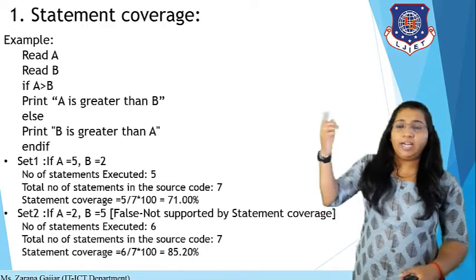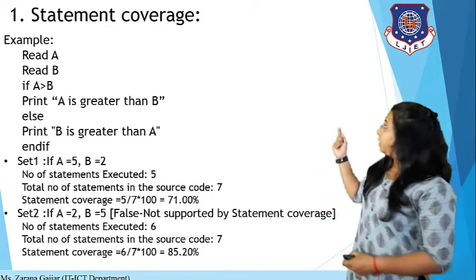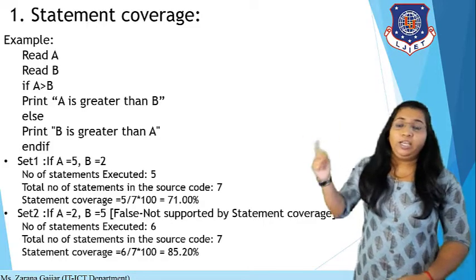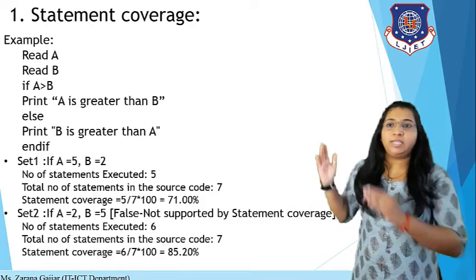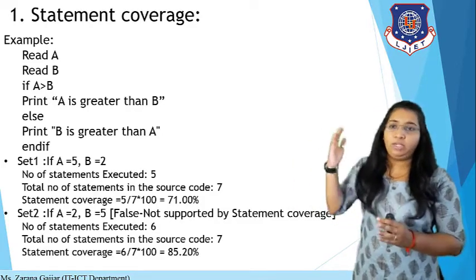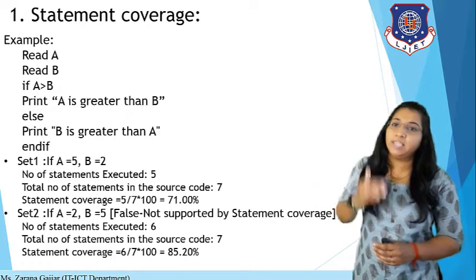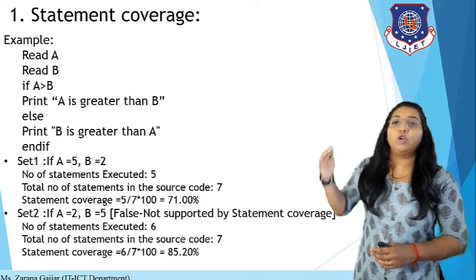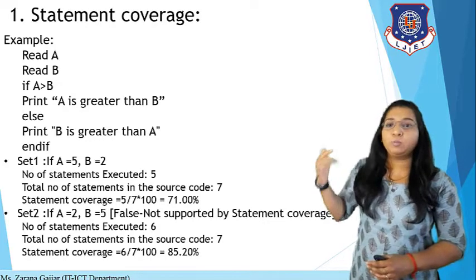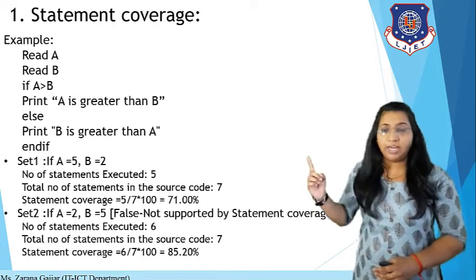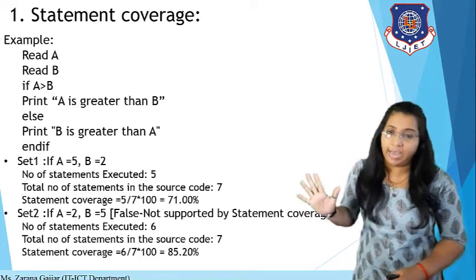The first test case is A equal to 5 and B equal to 2. Read A, read B, that is two statements. The third statement is the if condition, if A greater than B. We have A equal to 5 and B equal to 2, so obviously 5 is greater than 2. So it will perform the if condition's print statement, print A is greater than B, and it ignores the else part. For this set one, the number of statements executed is 5: read A, read B, then the if condition, the print statement, and the end if statement.